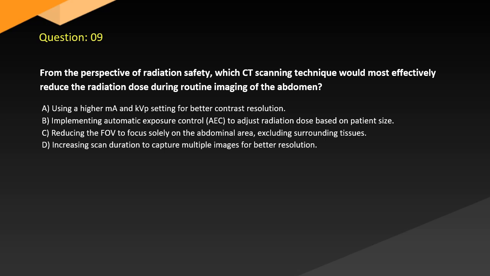Question 9. From the perspective of radiation safety, which CT scanning technique would most effectively reduce the radiation dose during routine imaging of the abdomen? A. Using a higher kVp setting for better contrast resolution. B. Implementing automatic exposure control to adjust radiation dose based on patient size. C. Reducing the FOV to focus solely on the abdominal area, excluding surrounding tissues. D. Increasing scan duration to capture multiple images for better resolution.